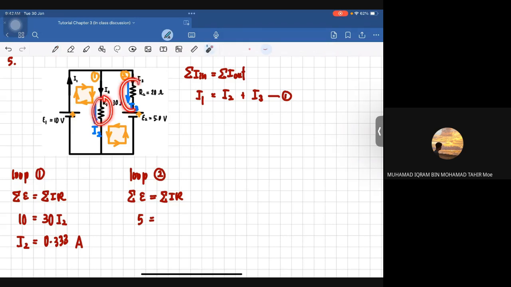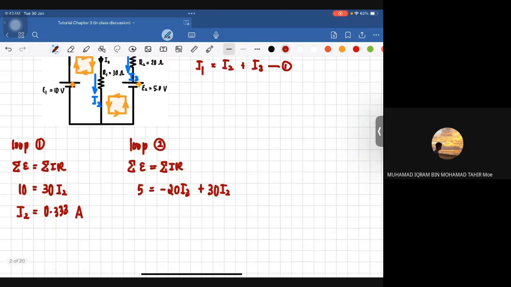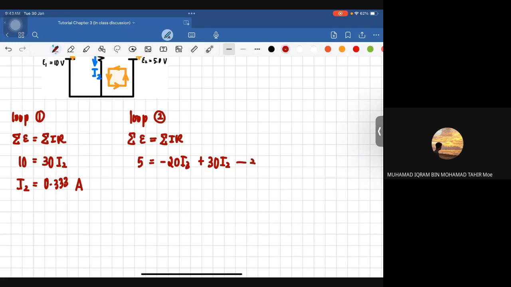Kita ada 1, 2. Okay, so sekarang ni kita tengoklah untuk R2 ni, is the direction of current following the direction of loop? Ini tunjuk bawah, yang ini tunjuk atas. So they are against the direction of the loop. So it's gonna be negative, sorry. So this is negative 20 I3. Okay, lepas tu untuk the second resistor which is R1 here, the direction of current is following the direction of loop. So dia akan jadi positive lah. So plus 30 I2. Okay, so ini your second equation.